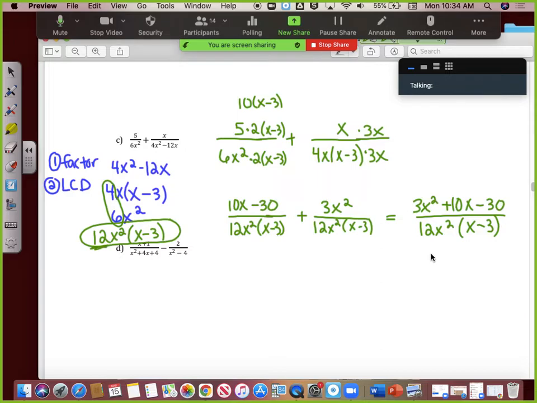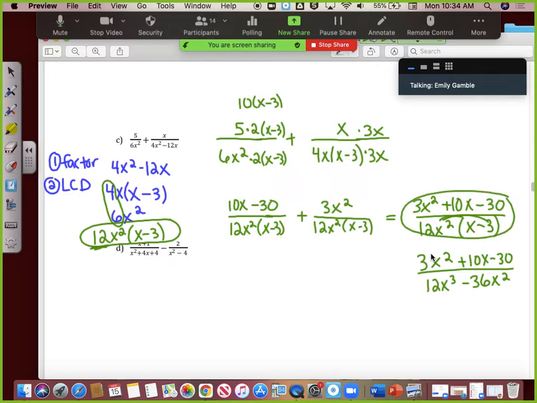If the problem said put in standard form, then you would want to multiply this out here and get 3x squared plus 10x minus 30 over 12x to the third power minus 36x squared. It really depends on the problem. I'm totally okay with this. If the problem asks, like on WebAssign, the next section they might say put in standard form. You would then have to do that last part there to put that into standard form.